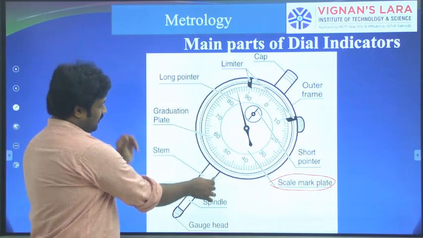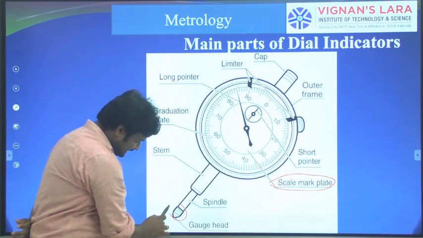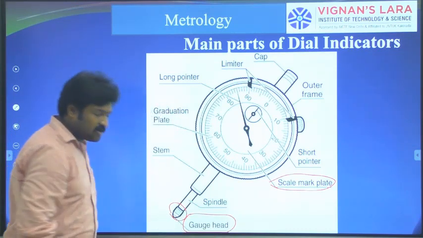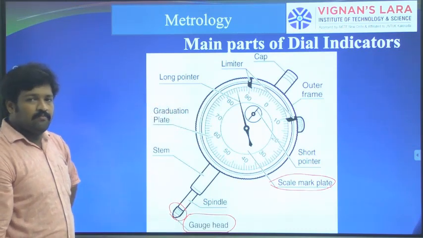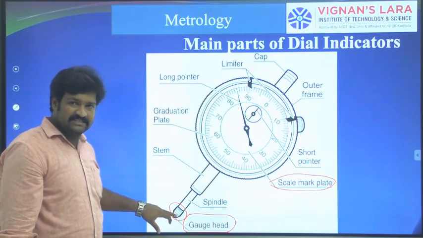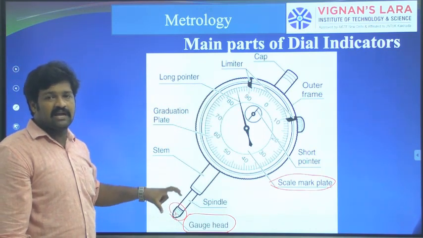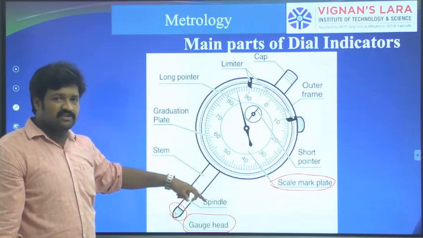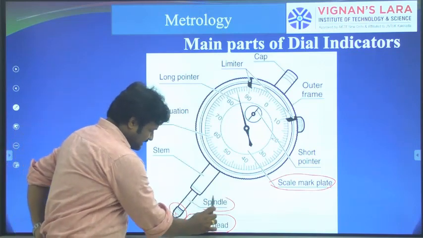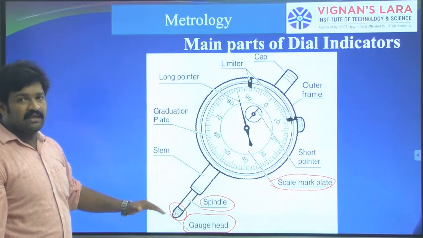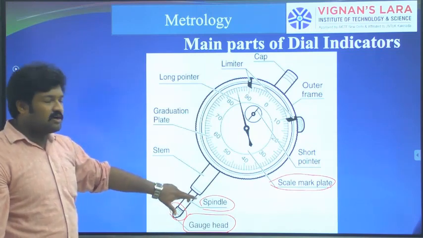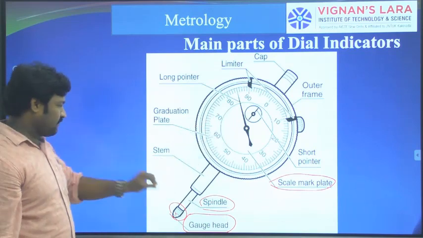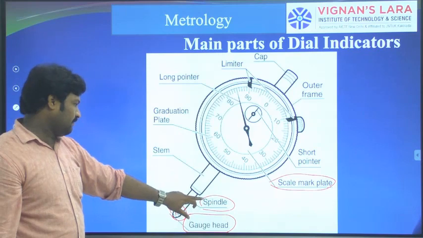Next, the main one is the gauging head. By means of this gauging head, we keep our component in contact with the dial indicator. The movement from the gauge head is transferred to the spindle. The gauge head is connected to the spindle, and the linear movement is transferred from the gauge head to the spindle, and then to the rack and pinion, that we discussed in the earlier slides.